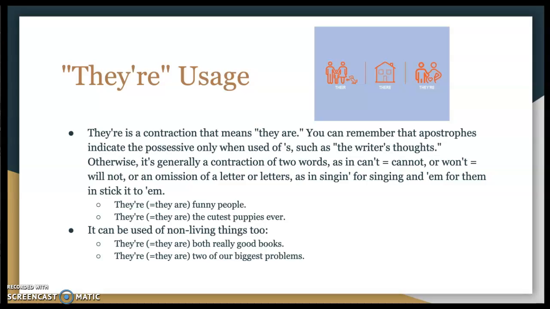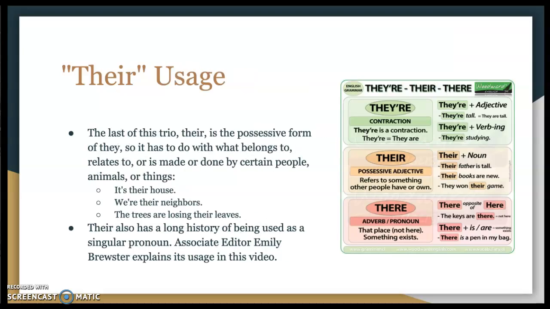They're equals they are funny people. They're equals they are the cutest puppies ever. It can also be used of non-living things too. They're equals they are both really good books, and they're equals they are two of our biggest problems.